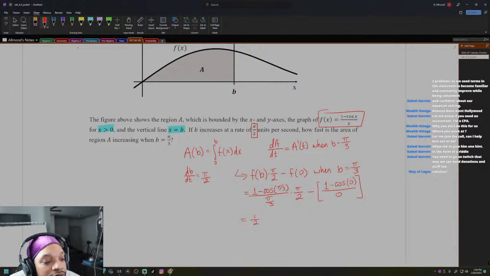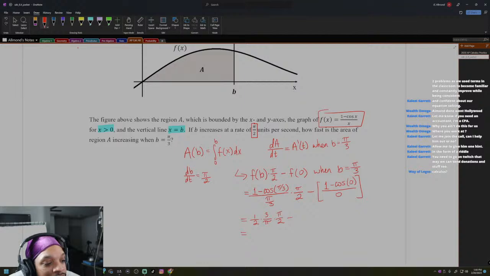Divided by pi over 3, I'm going to keep change flip, and then times pi over 2, minus, I don't even know what that is. But because it's not 0, that's the only thing about it. So that makes this whole thing undefined. I don't know how to do this problem.